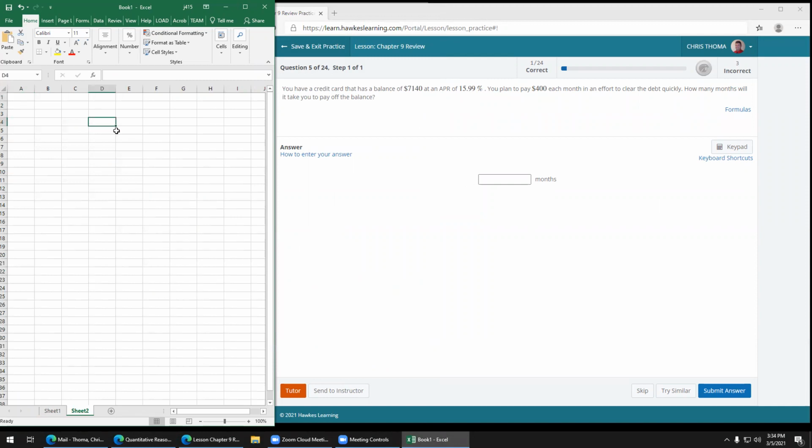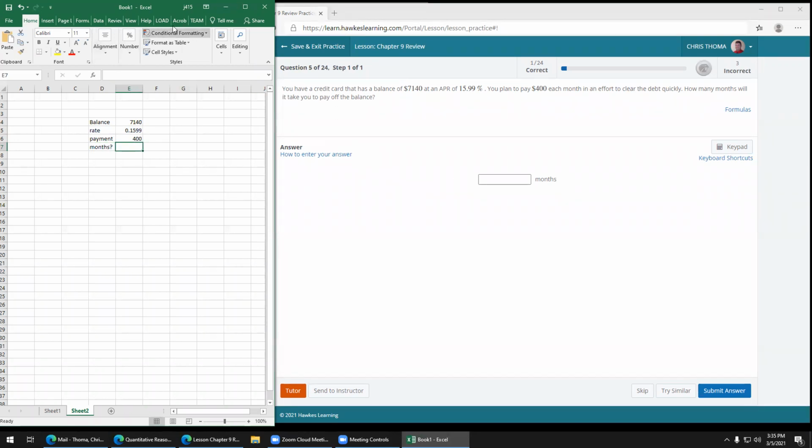So we have a balance of 7140. We have a rate of 0.1599. Remember, move the decimal 2 places or divide by 100. Our payment is going to be $400. And we want to know how many months or time, right? That's what we need to know. So we have to use that formula.